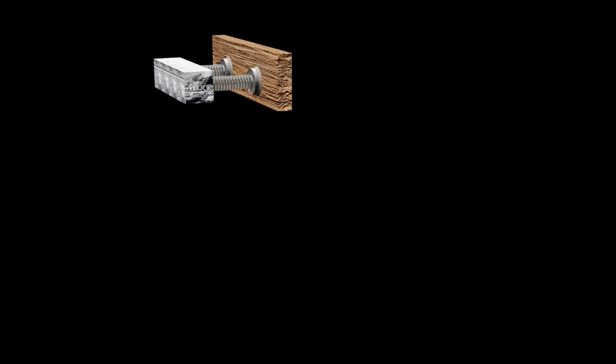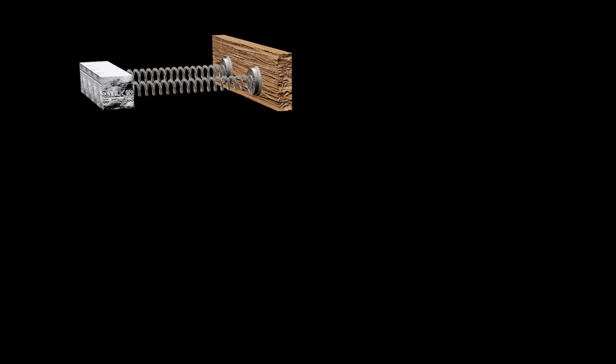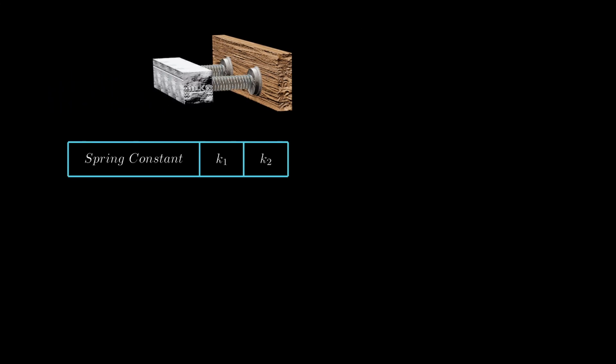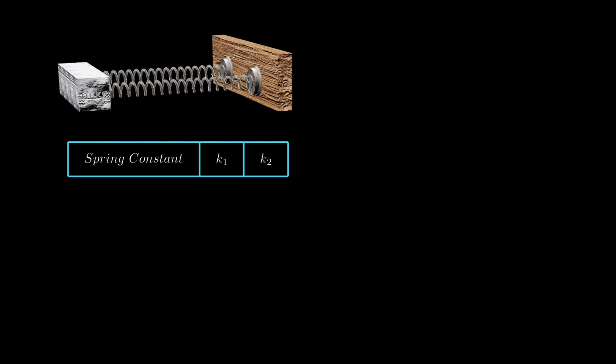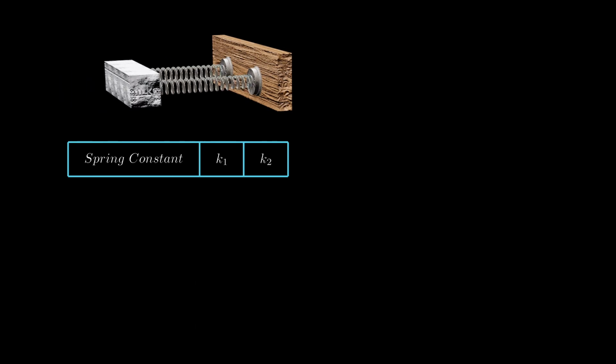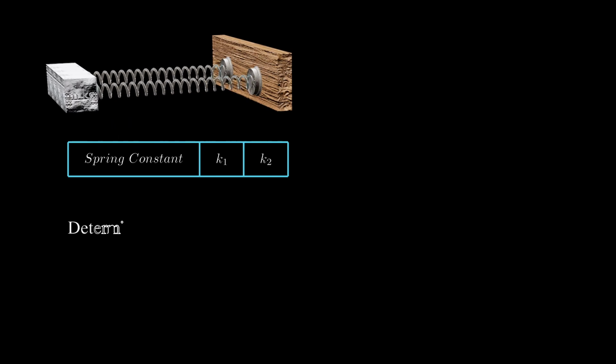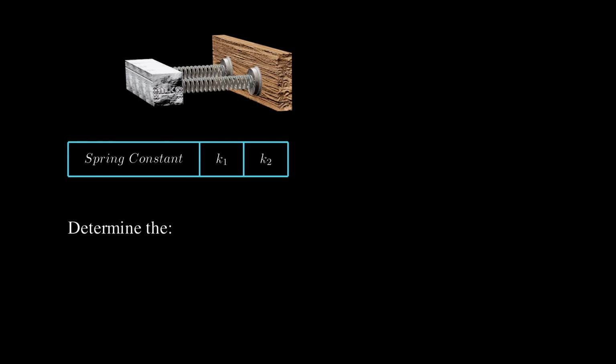In this specific scenario, we delve into a system comprising two springs, each with its distinct spring constant, connected in parallel to a mass. This arrangement induces oscillations throughout the entire system on a horizontal plane. Our primary objective is to determine three crucial parameters.